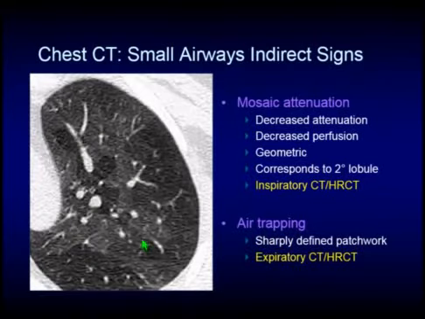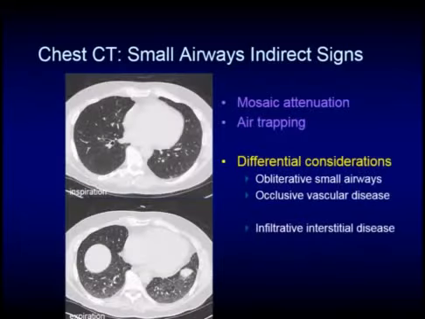Now, on expiration, when this pattern becomes much more pronounced, meaning that the gray and the black lung become much more obvious, and you can see a more obvious gradient on expiration, that's what we call air trapping, okay? So if you see mosaic attenuation, these are the 3 things that you think of. It's an obliterative small airways process, obliterative vascular process, or maybe you just have an infiltrative process in the lung that fortuitously is giving you this pattern, okay?